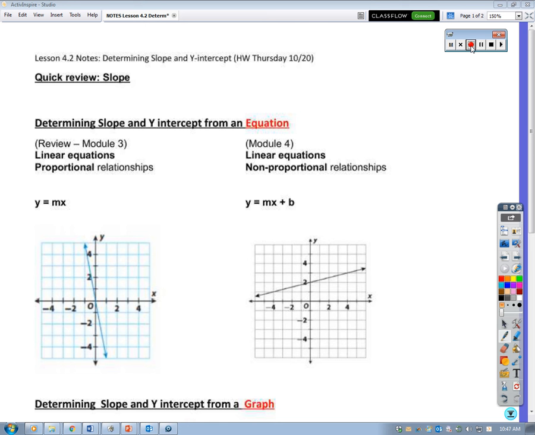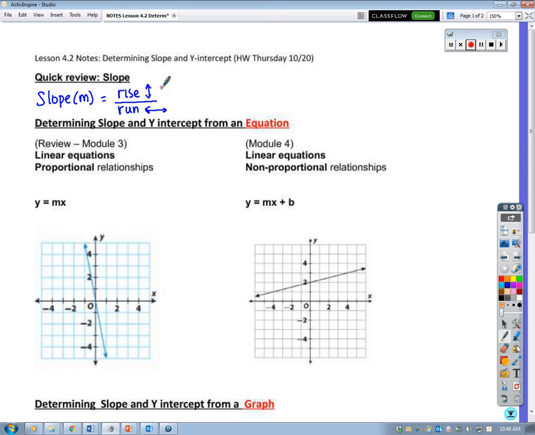The only thing that we're adding on in module 4 is the y-intercept, which is our non-proportional component of the equations. But before we do that, let's take a quick review on what slope is and how we find it. Slope, we use the letter m to represent. M stands for slope, and it is our rise, which is our up and down values, over our run, which is our horizontal, so our vertical change over our horizontal change.